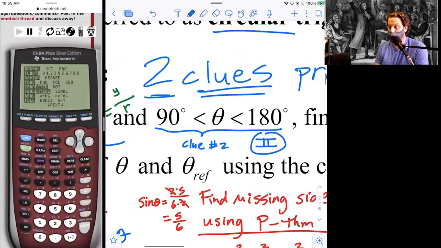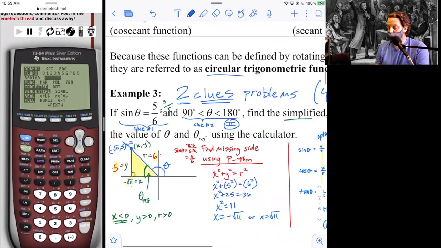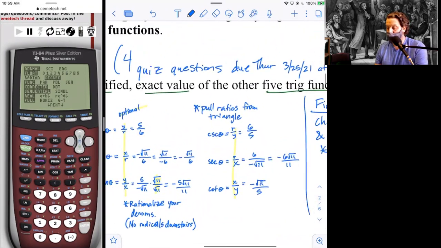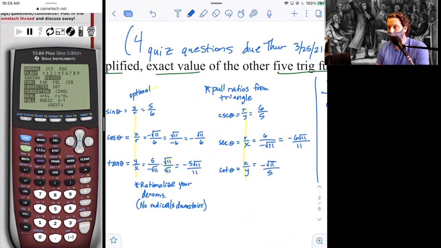Our second clue told us we were in degrees, right? So I need to switch over to degree mode and hit enter. Generally, it doesn't matter if you're in radian or degree mode unless you type in one of those buttons, okay? Notice right there, 2 units above the 7, 8, 9, I have sine, cosine, tangent. We're about to press one of those buttons.